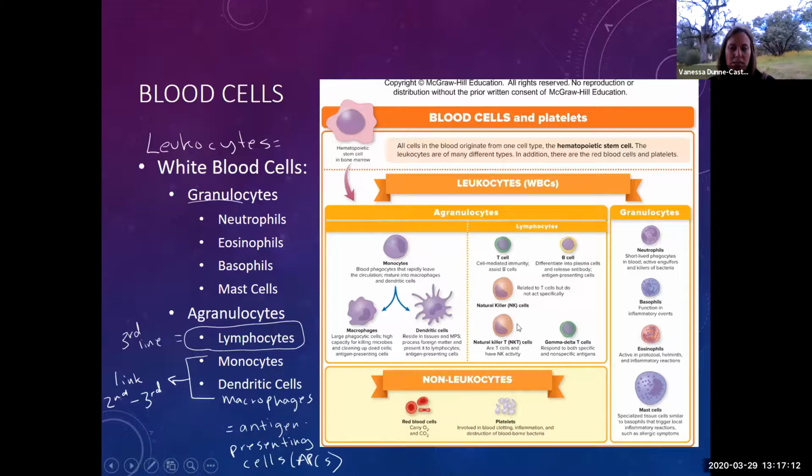You'll also see these other types of lymphocyte-like cells, is what we call them: natural killer cells, natural killer T cells, and gamma delta T cells. These are almost like derivatives of these lymphocytes, but they are derived from a different cell line than the lymphocytes are, and they don't have the specific receptors that T and B cells do. But nonetheless, they are agranulocytes, and they're put over here into this lymphocyte-like category.